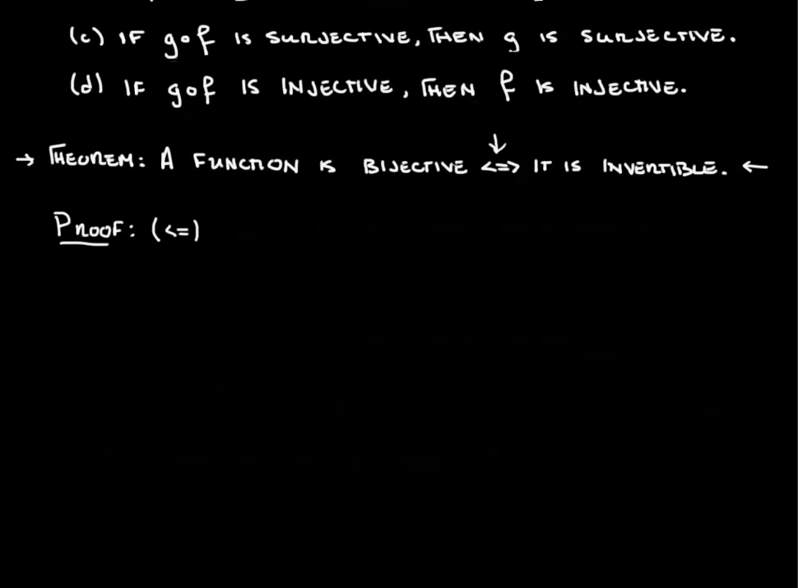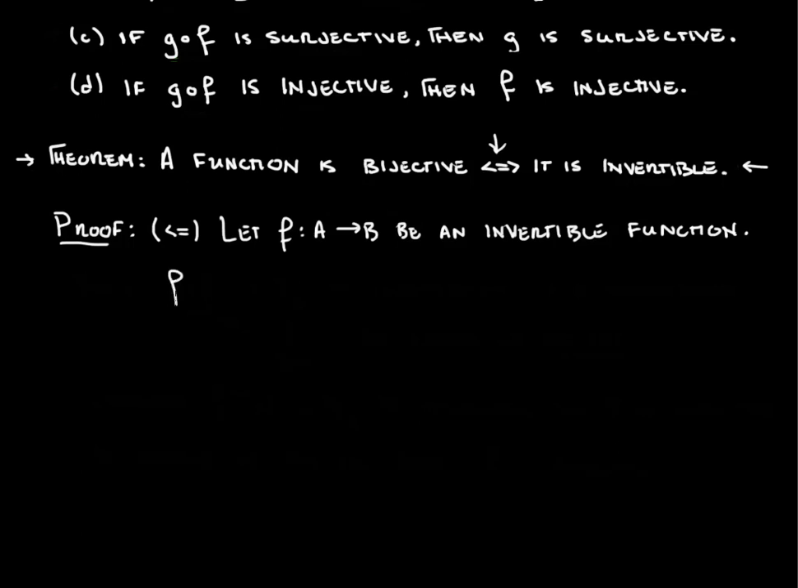We're going to start with a function which is invertible. So let f from A to B be an invertible function, which means that there exists a function f inverse such that f composed with f inverse is going to give us the identity over B.